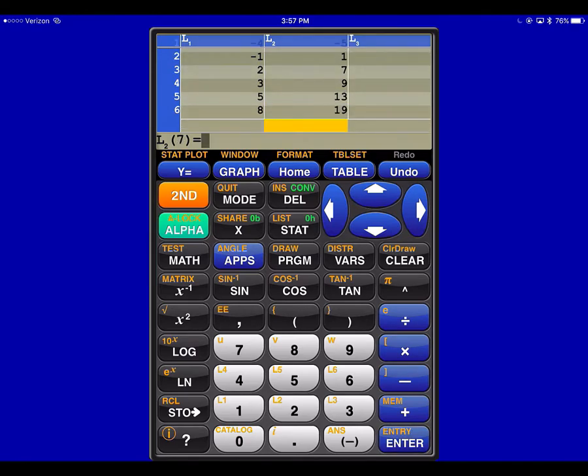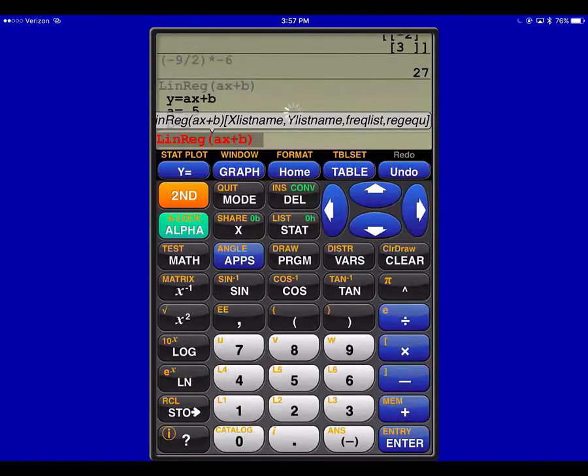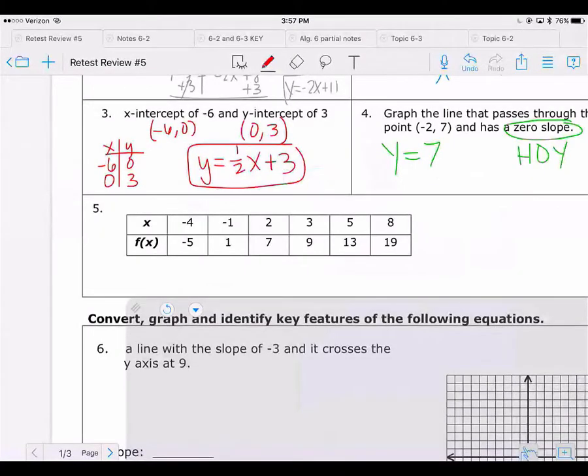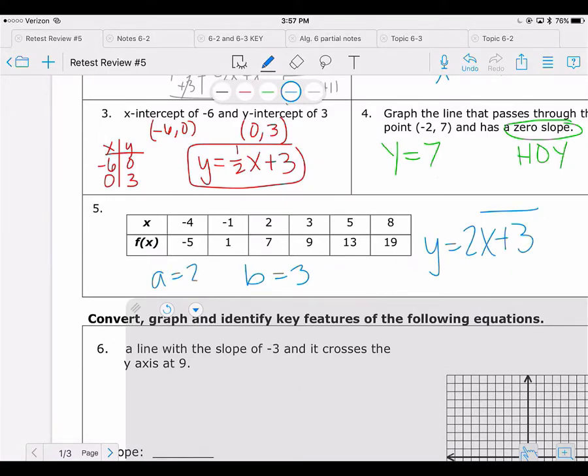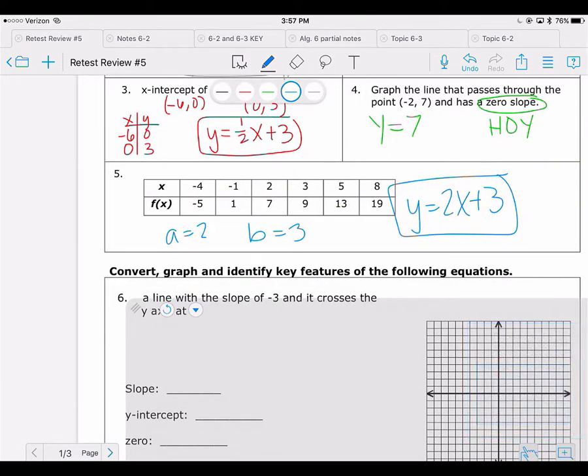Make sure you type them in order so everything matches up. When I go stat calc 5, I get 2x plus 3. So a is 2, b is 3, so my equation is y equals 2x plus 3. Remember, you don't have to show the a and the b, but that's how we go from a and b to my actual answer.